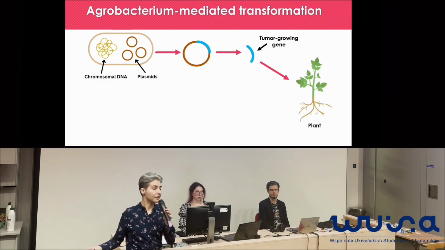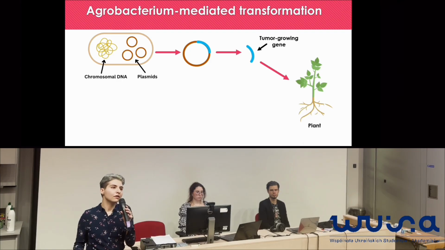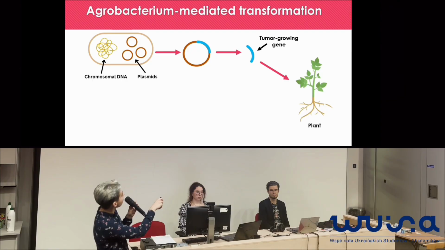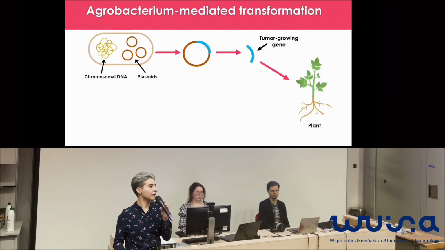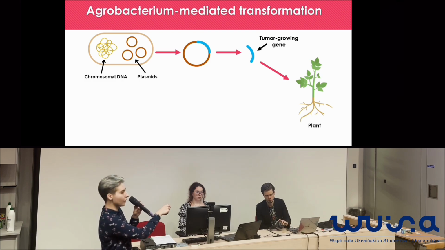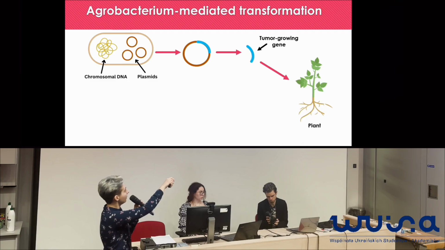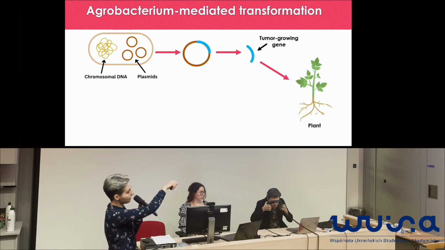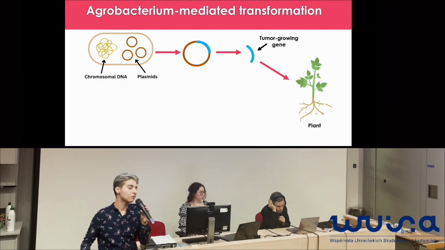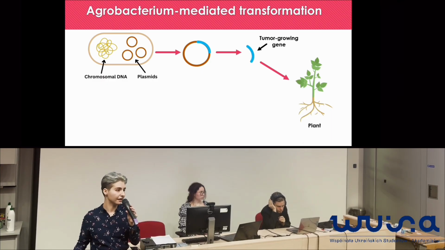We have chromosomes as humans, but DNA can also be in different forms. For example, those little circular forms that we call plasmids. So bacteria has both of those. And on this plasmid, there is a tumor growing gene. So bacteria takes out this gene and gives it to the plant. And the plant produces tumors for the bacteria, a little nice home.